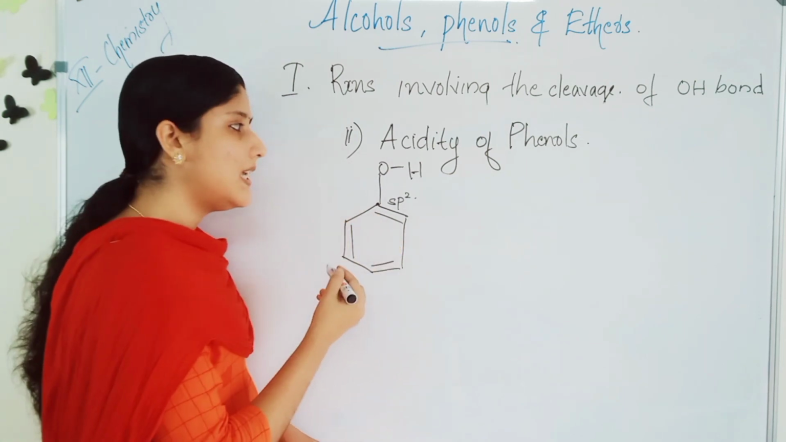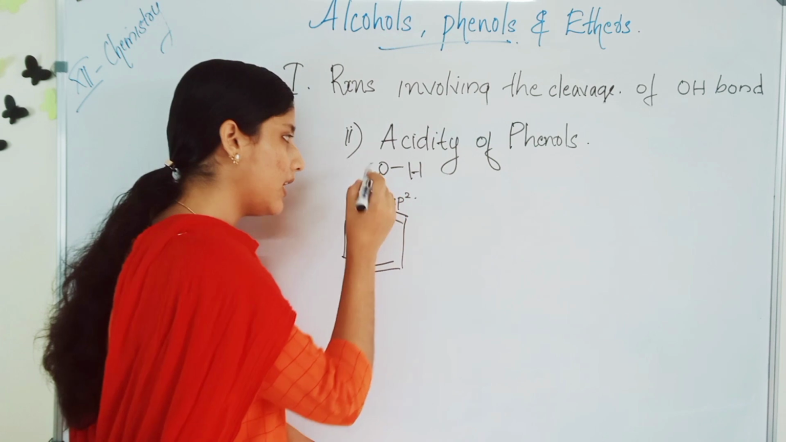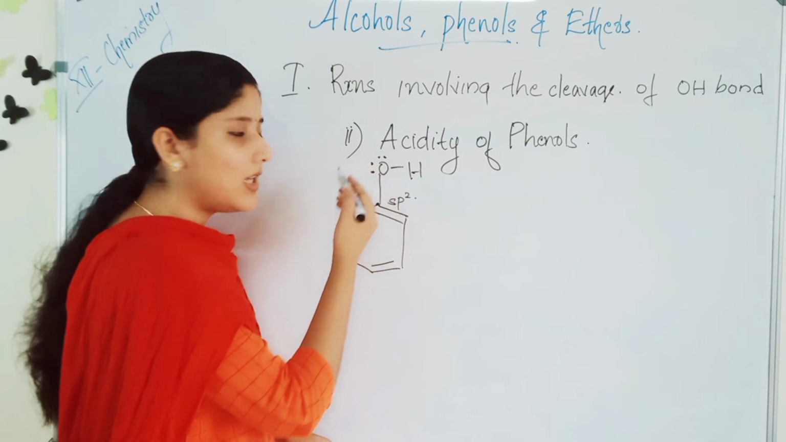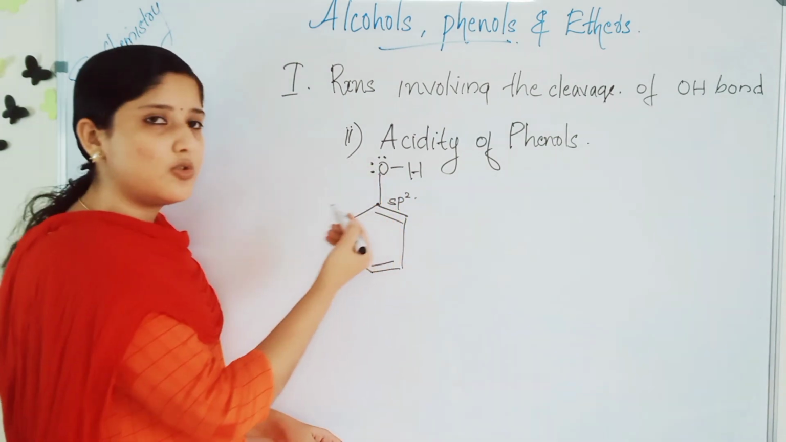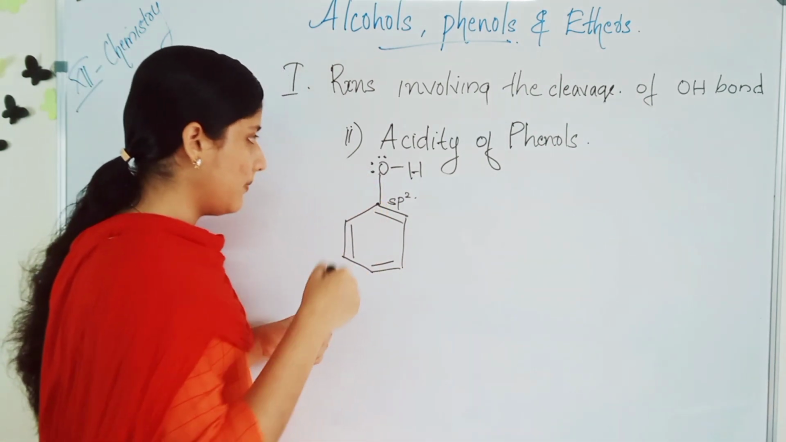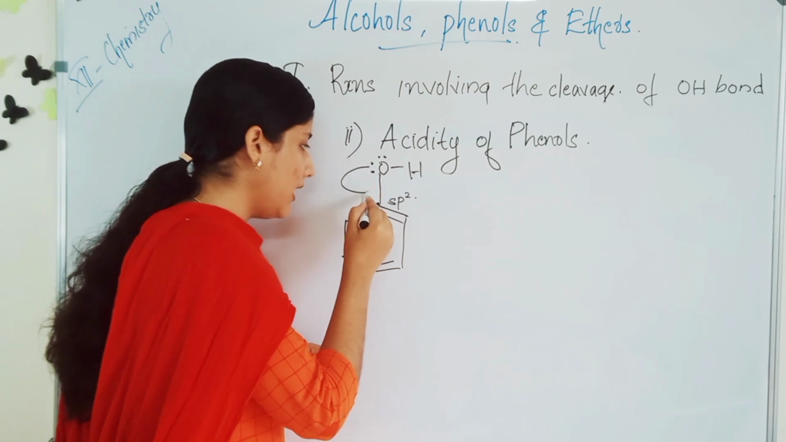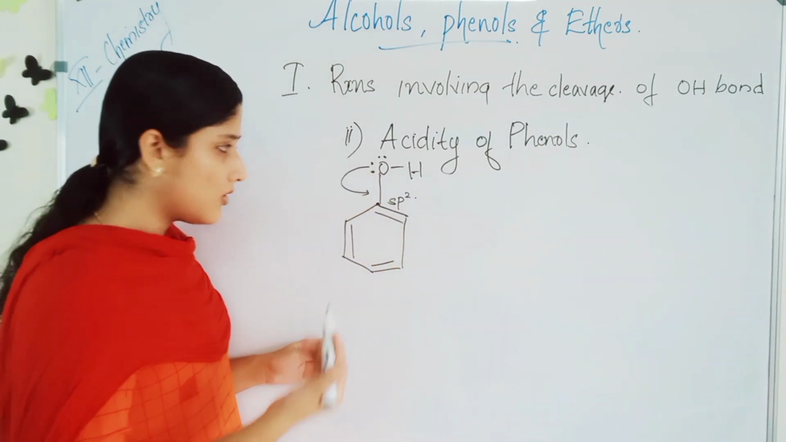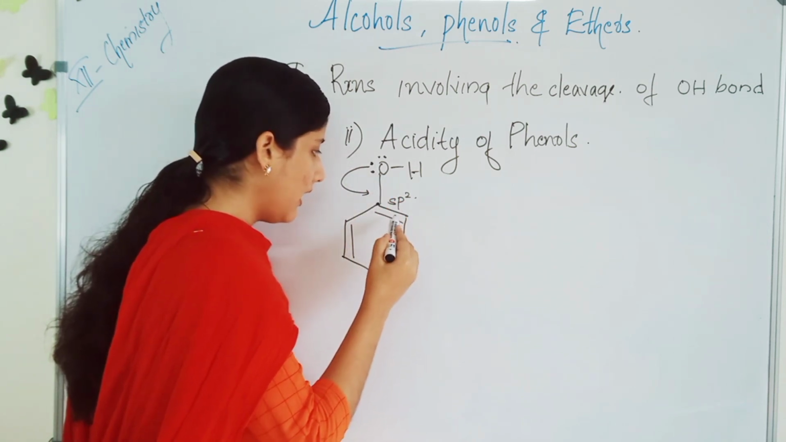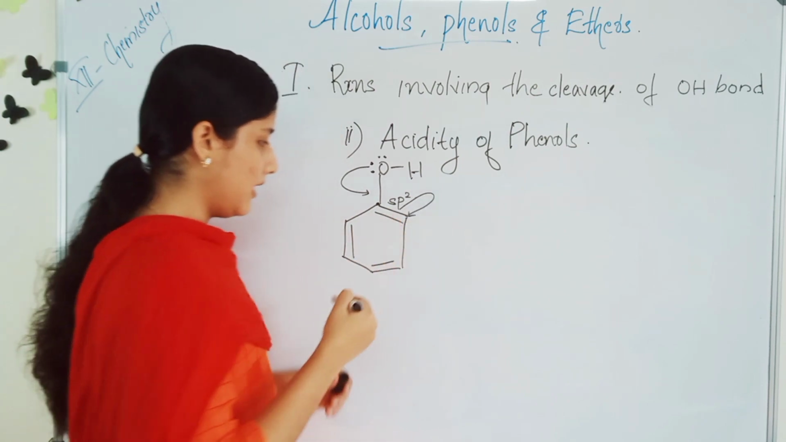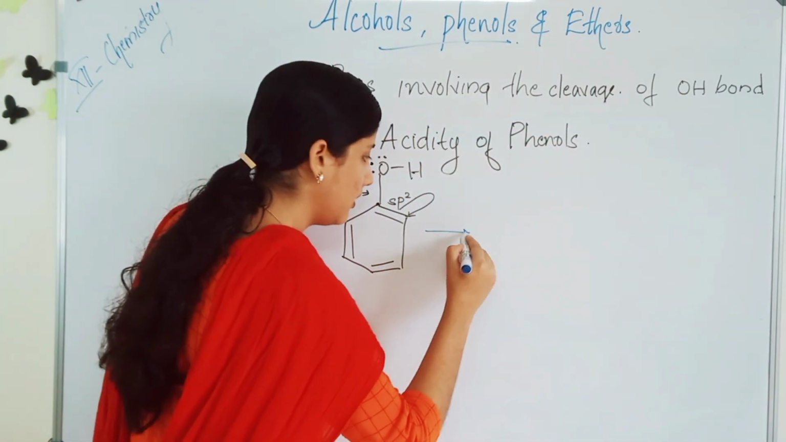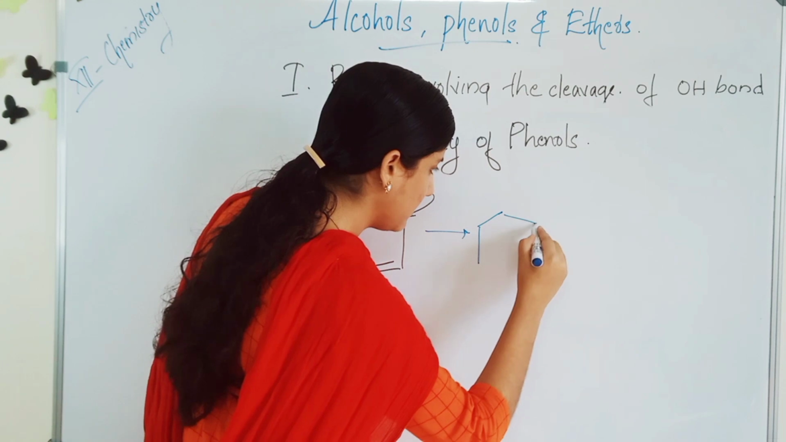Here, this benzene ring acts as electron withdrawing. It withdraws electrons towards itself, and the lone pair of oxygen takes part in delocalization into the benzene ring. Okay, how delocalization happens, let's study. The benzene ring withdraws electrons towards itself, so the lone pair of electrons goes to this bond, and the bond goes to this carbon, and there you will get a negative charge. So, look here, how the delocalization happens.